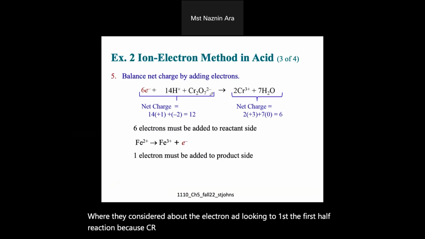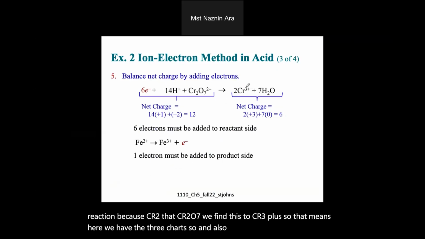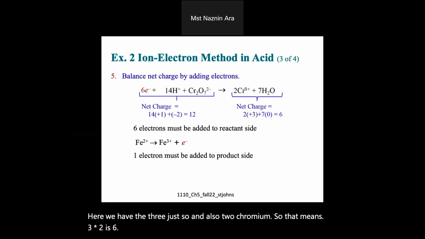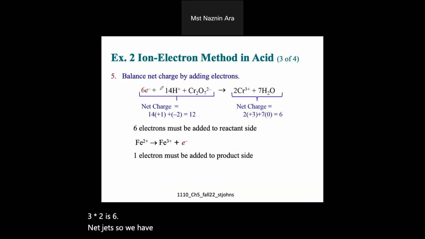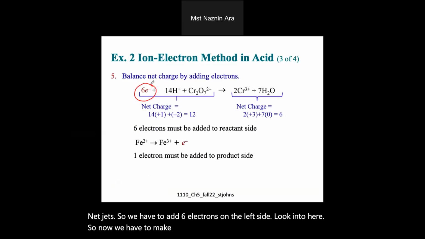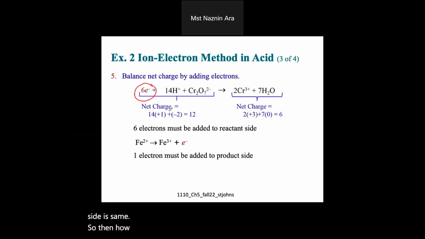Cr2O7, we find this goes to Cr3 plus. So that means here we have 3 charges, and also 2 chromium. So that means 3 times 2 is 6 net charge. So we have to add 6 electrons on the left side. Now we have to make sure the net charge on the left side and right side is the same. So then how many do we have? We have here, see, 14.